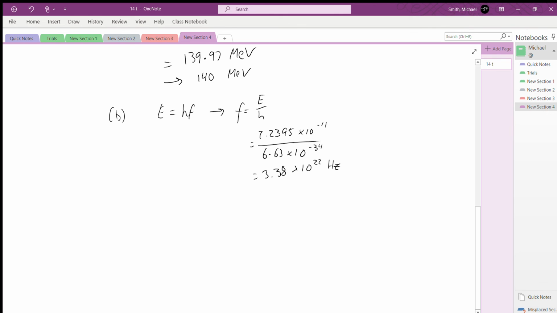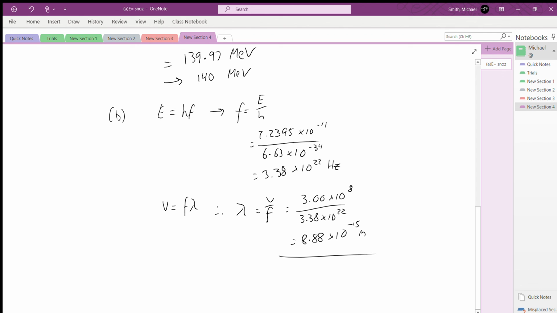And finally, to work out the wavelength, we're just using the wave equation, v equals f lambda. Therefore, lambda equals v on f. v is the speed of light, 3 times 10 to the power of 8, all over our frequency, which we've just calculated. Substitute that into our calculator, and we get 8.88 times 10 to the minus 15 meters. And that's it.